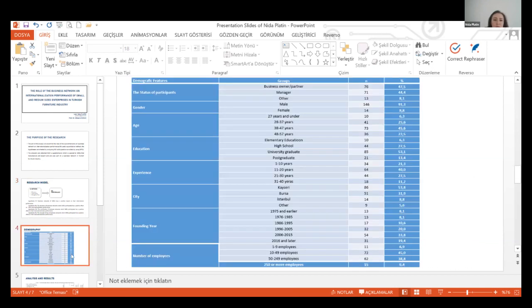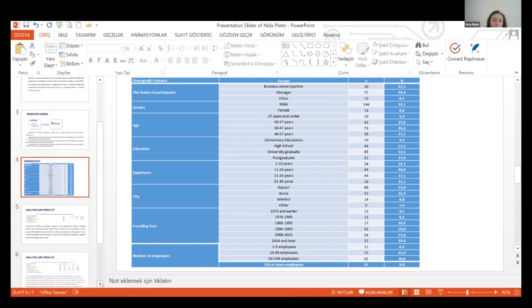So to show the demographic features, our participants were 47% business owners and 44% managers. Our participants are from Kayseri and Bursa provinces, where the furniture industry is mainly structured in Turkey.